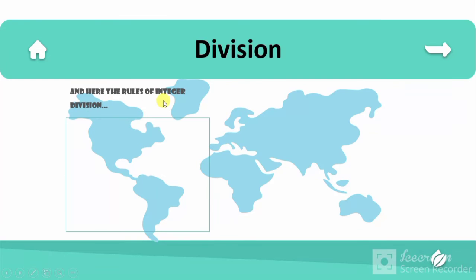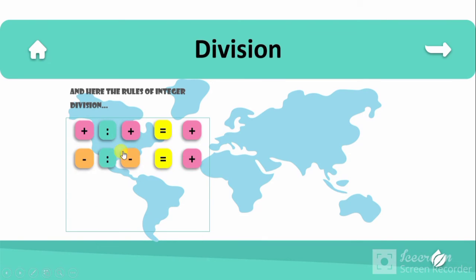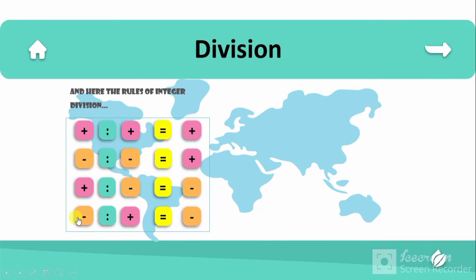And here are the rules of integer division. The first rule, if positive divided by positive, we're going to get positive. Negative divided by negative, we're going to get positive. And then, if positive divided by negative, we're going to get negative. And if negative divided by positive, we're going to get negative. It's the same as the multiplication rules, right? And next, here are division examples of 2 numbers that have the same and different signs.